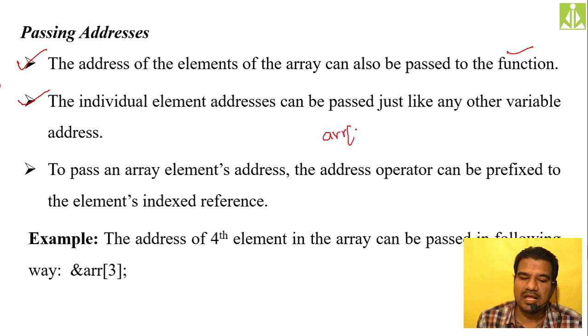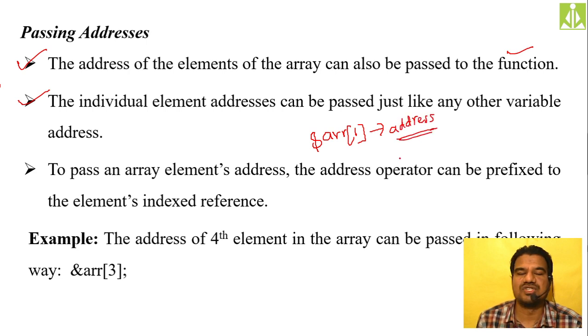ARR of 1 will give the second element, because ARR of 0 is my first element, ARR of 1 will be the second element. So if I want to pass the address of the second element, what I have to do? Just prefix this thing with the ampersand symbol. The ampersand operator will give the address. So just pass this address as an argument to the function.